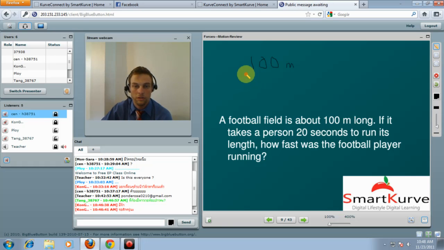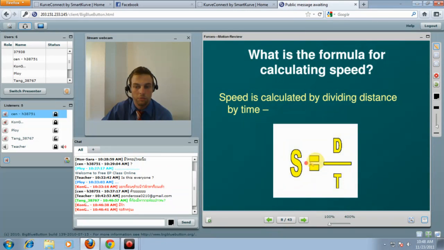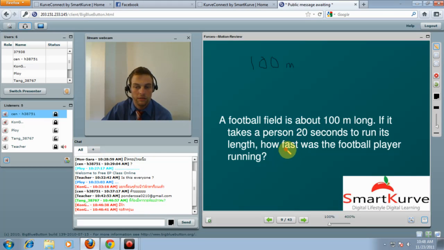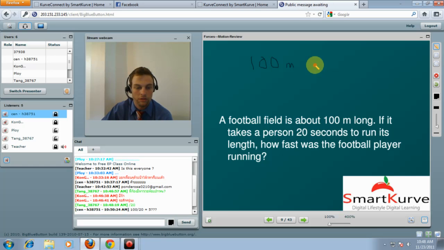So can anyone tell me, we have speed equals distance over time. How fast? This means speed. So we have 100 meters. Yes, perfect, 5. You don't need any question marks at all because that is totally correct. 100 meters over 20 seconds equals 5. So can you give me the units for 5?